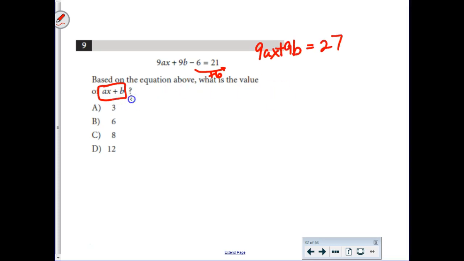So if I wanted this to look like ax plus b, could we just divide everything by 9? Just make sure you're doing it everywhere. So you tell me, what is ax plus b? It's 3. The answer is 3.